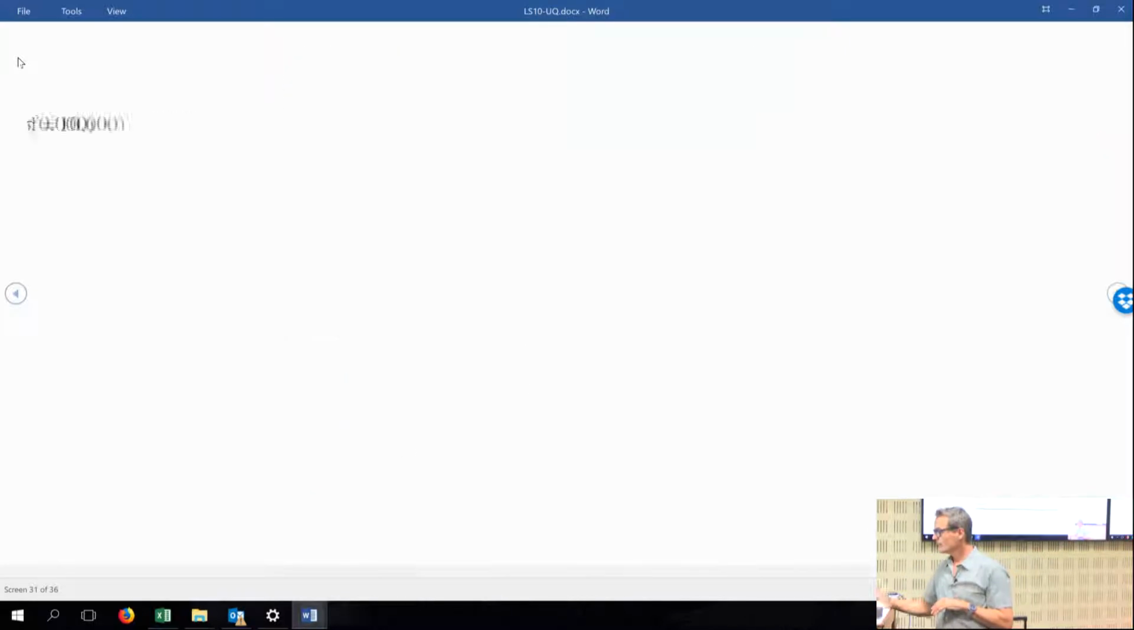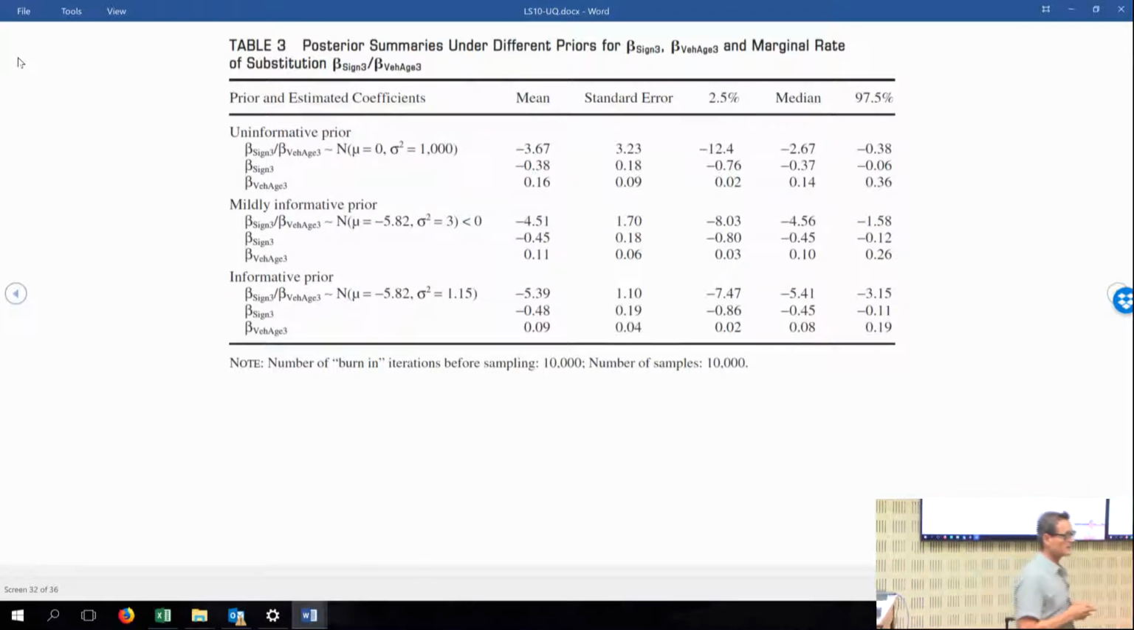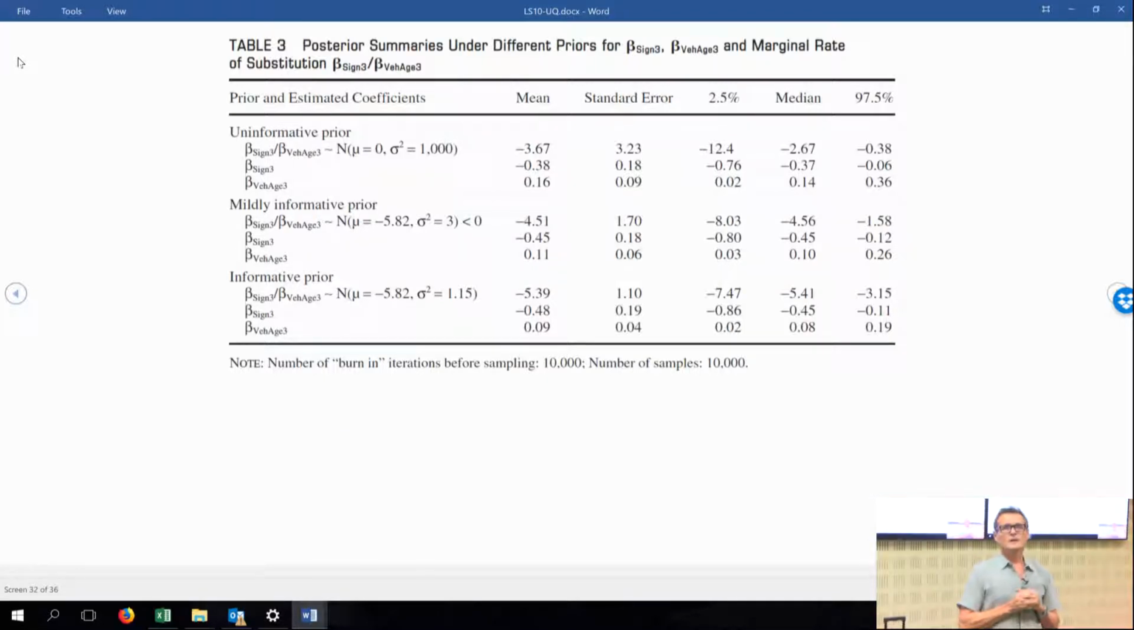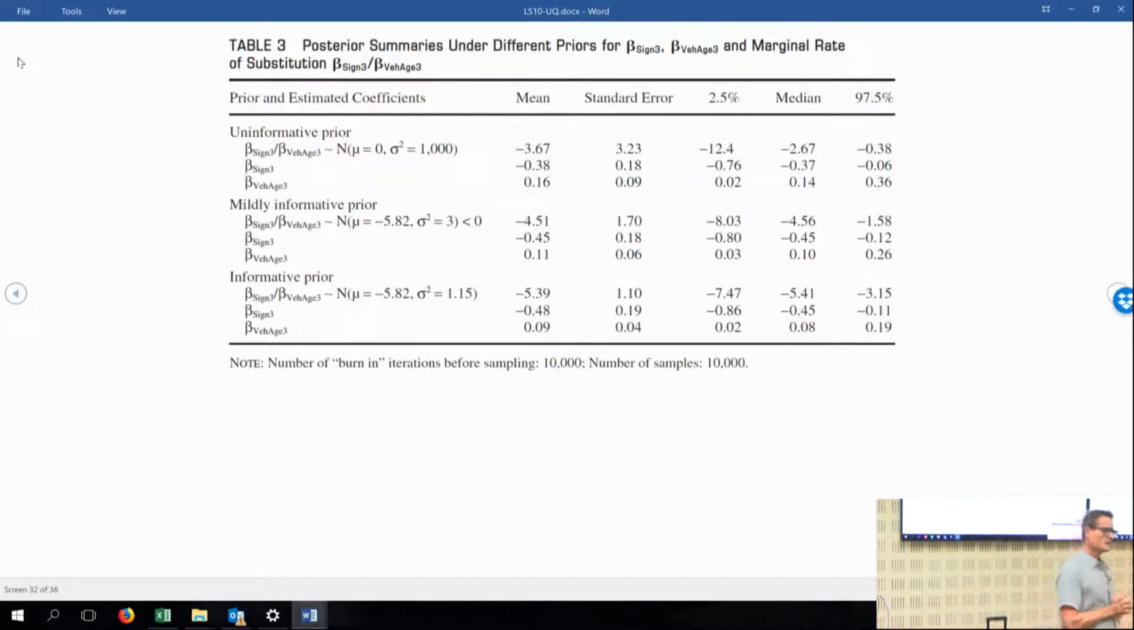But here is where the strength of the Bayesian method comes in. Let's look at the model now and the coefficients under different priors for the ratio of beta sine 3 to beta vehicle age. Well, that's kind of weird. What I've done here is assign a prior on a ratio of 2 parameters. Wow, we can't do anything like that in maximum likelihood. In fact, you need Bayes' theorem to do that.